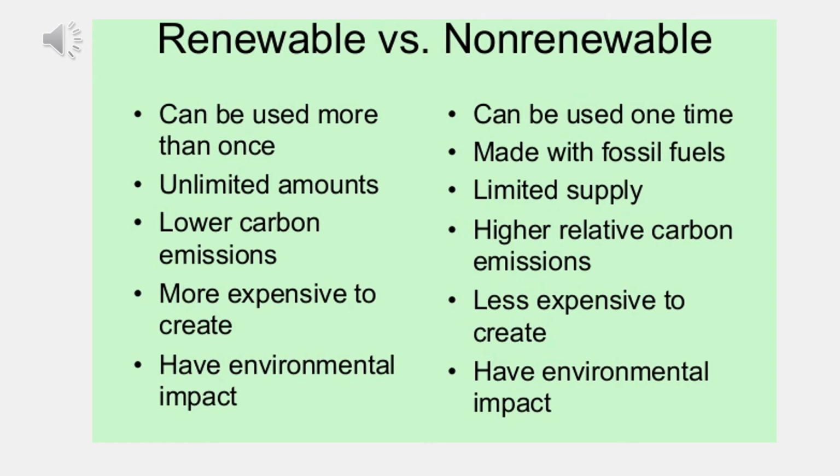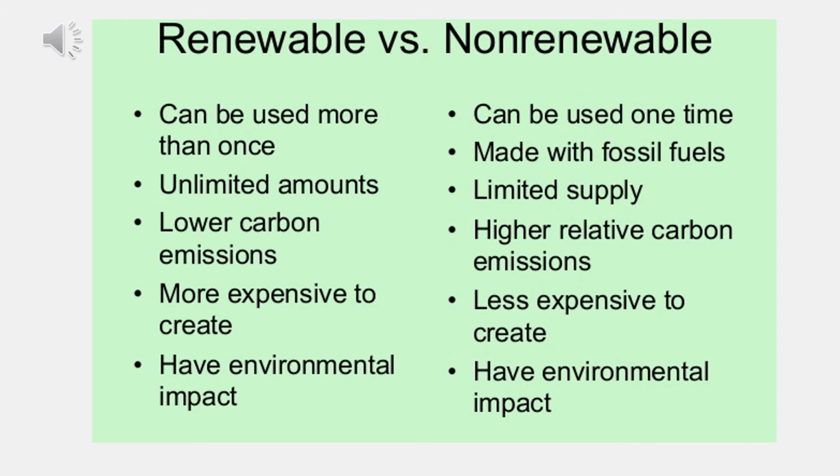So nowadays we're trying to look at more renewable resources. More renewable resources can be used more than once. They've got an unlimited amount. They've got lower carbon emissions. They're more expensive to create, and they do have an environmental impact, but they can be more useful and what we class as more healthy for the environment.